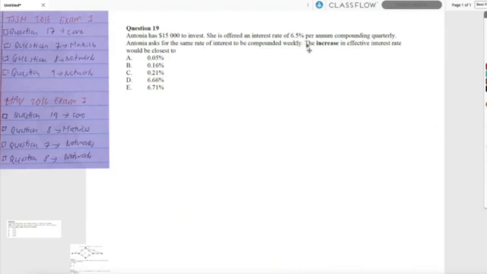Okay, she's offered a rate of 6.5% per annum compounding quarterly. Quarterly, don't forget. Antonia asked for the same interest to be compounded weekly. The increase in effective rate. Okay, so just quickly, effective rate is the rate you'd get if it was one-off interest rate across the year. But of course, compounding quarterly and weekly, it changes the effective rate because you're getting interest on interest. So you're expecting it to be slightly higher than 6.5.